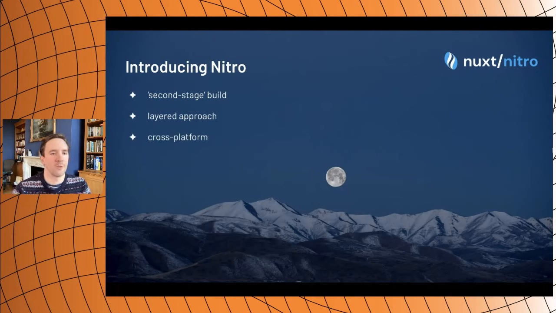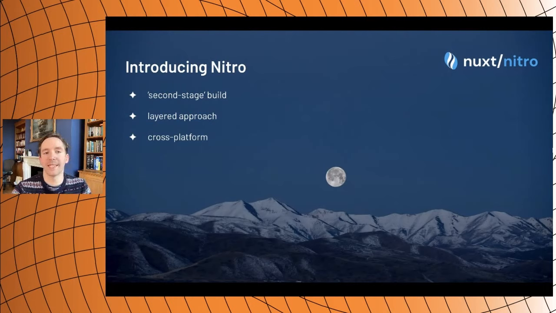So what is Nitro? Nitro is a second stage build. So if you were to compile your normal Nuxt project, and you were to look in your .nuxt directory, you would see a client and a server build. And at the moment in Nuxt 2, for example, that server build isn't independent. You can't just take it anywhere and run it. You actually have to have Nuxt or Nuxt Start installed, and then that enables you to fire it up.